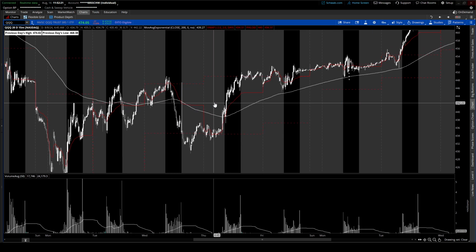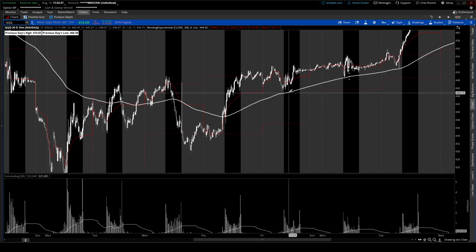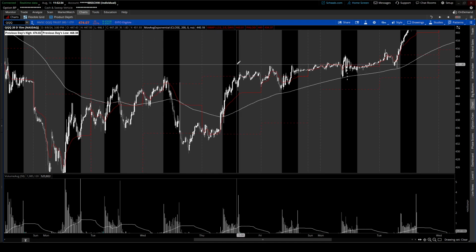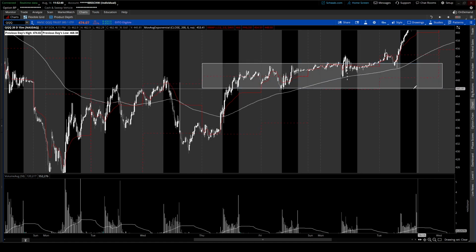So here we have a little bit of a rally, and then we have our basing. Our basing is going to be formed based off of where our previous day's range is and whether or not we're actually breaking above that area. So we can see here that there's definitely some type of clear base around here, right?